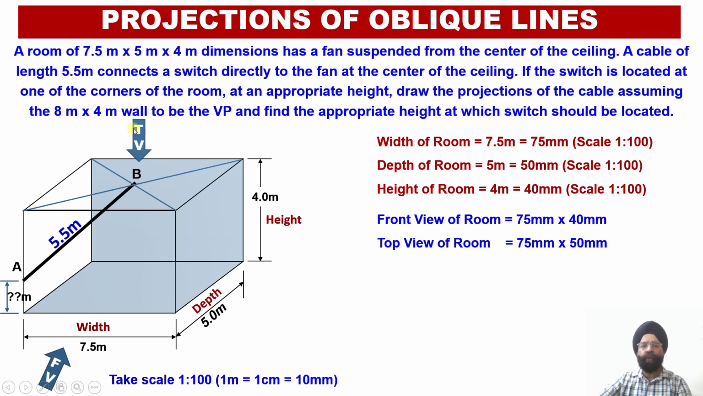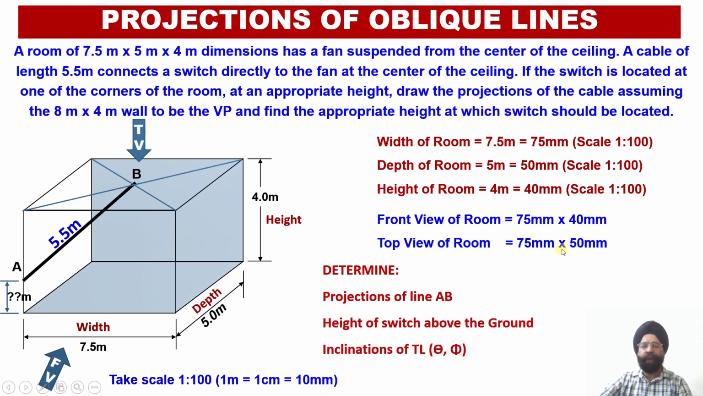Similarly, the top view orthographic projection corresponding to this room can be drawn using a rectangle measuring 75 millimeter width and 50 millimeter, which is the depth of the room. So a 75 by 50 millimeter rectangle will be representing the top view of this room. With this information, we are required to obtain the projections of the line AB in the front view, that is A dash B dash, and the projections of this line in the top view, that is AB.